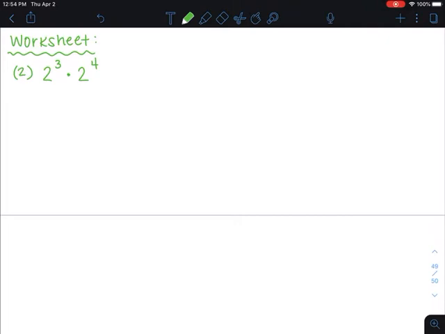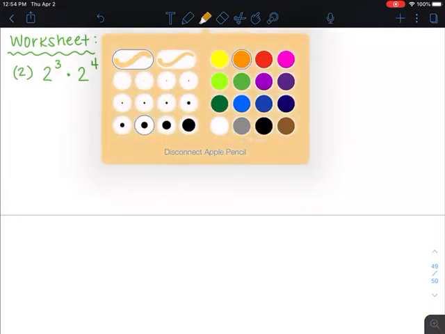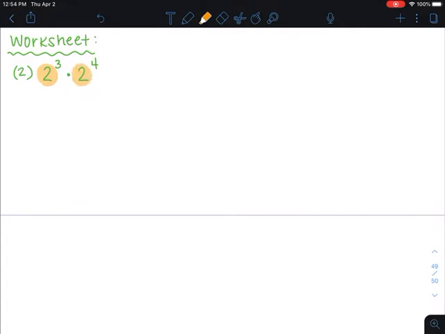So for number 2, it says simplify the expression 2 to the third power times 2 to the fourth power. So first you want to look at your bases. So we have the same base. Both of the bases are 2. So we're going to keep the base, and then we are going to take our exponents, and we're going to add them together. So what is 3 plus 4? 7. So 2 to the third power times 2 to the fourth power is equal to 2 to the seventh power, because we add the exponents.